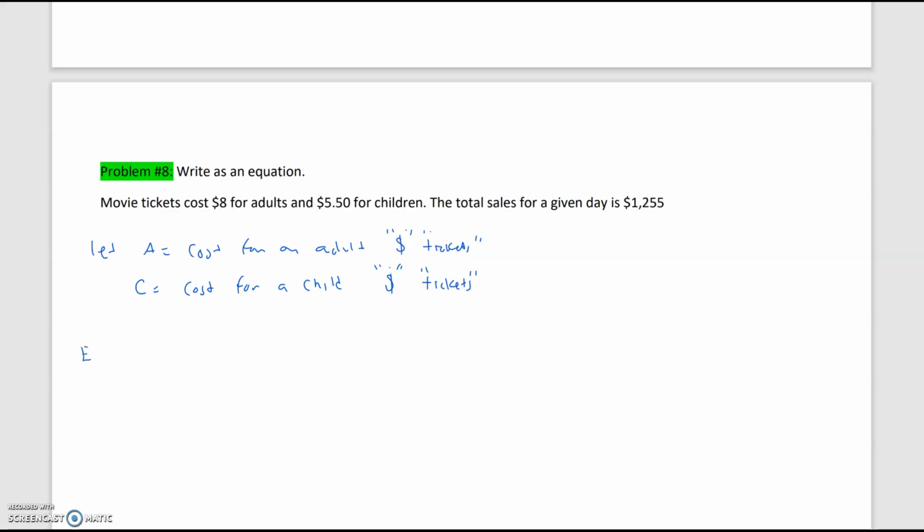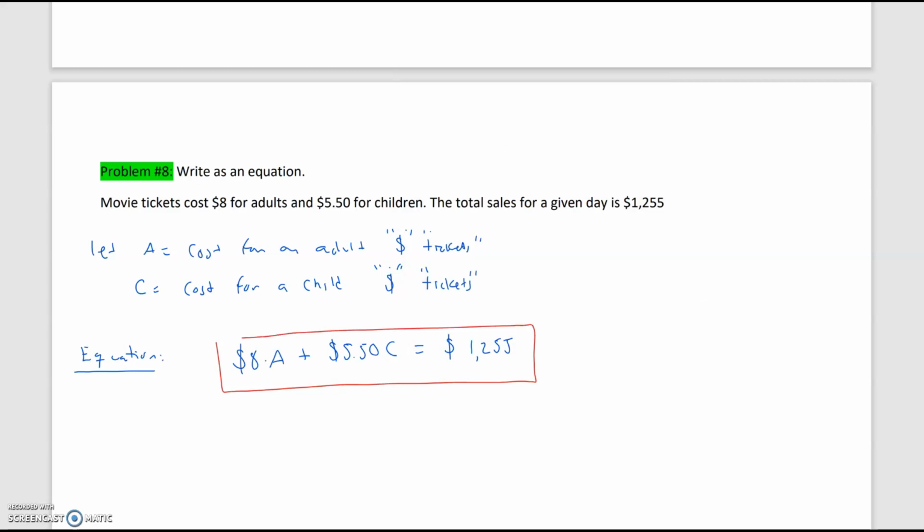Okay, so the equation is going to be as follows. So in this case, it's going to be 8 times A plus the values of 550 times C. And they're saying that the total sales for a given day is going to be 1,255. And I'm going to leave it like that with the units. That's your equation. And then technically, here's the declaration of the variables.